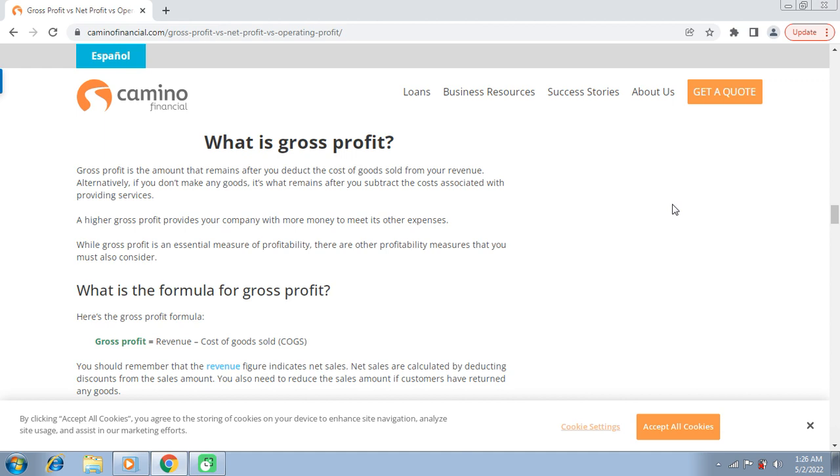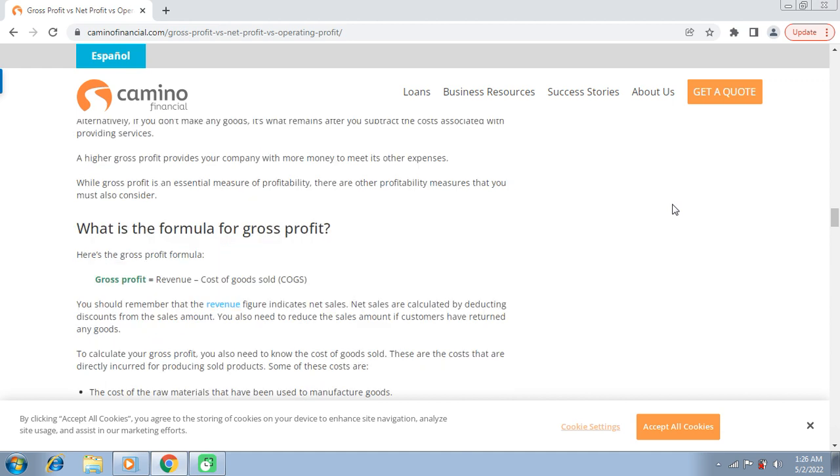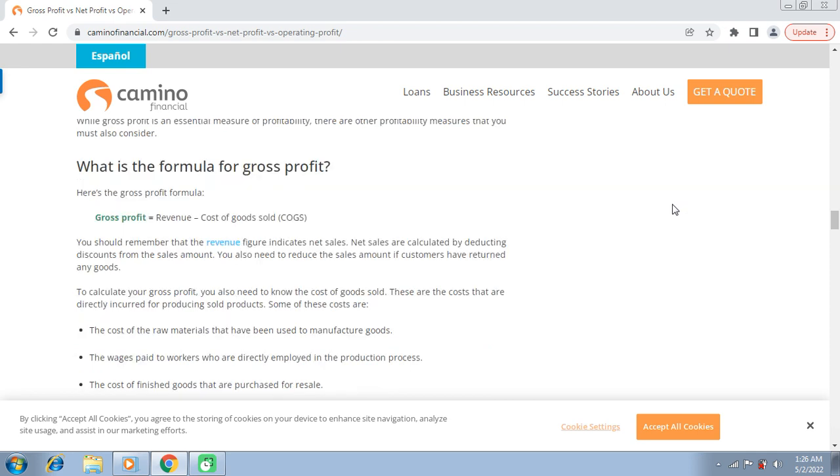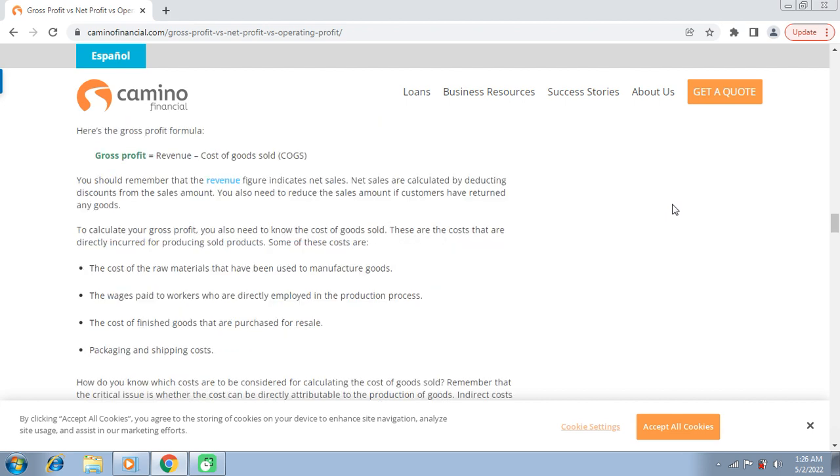What is the formula for gross profit? Here is the gross profit formula. Gross profit is equal to revenue minus cost of goods sold. You should remember that the revenue figure indicates net sales. Net sales are calculated by deducting discounts from the sales amount. You also need to reduce the sales amount if customers have returned any goods. To calculate your gross profit, you also need to know the cost of goods sold.